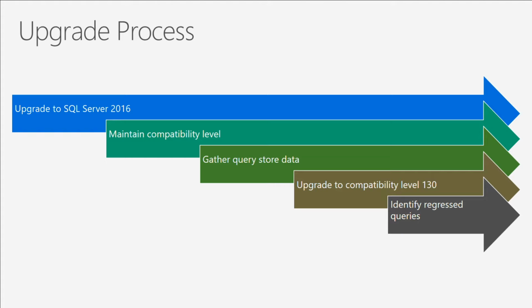So what you do is gather your query store data for some period of time. You want to run for a while and understand the performance profile of your server and your queries, like your query store capture data. Then when you feel comfortable, you upgrade the database to compatibility level 130. There's a bunch of benefits in doing that. We'll talk about them in a later slide.